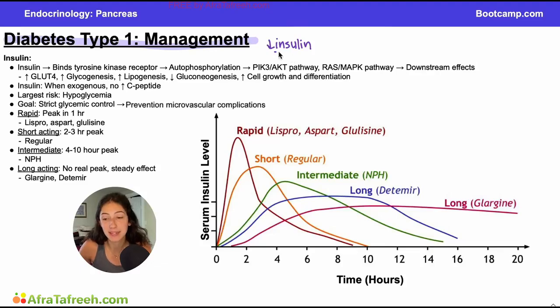And because the main problem here is that your body is not making insulin, your body doesn't have insulin, the mainstay of treatment for type 1 diabetes is simply going to be to add what the body lacks and give back insulin. A quick recap of how insulin works.